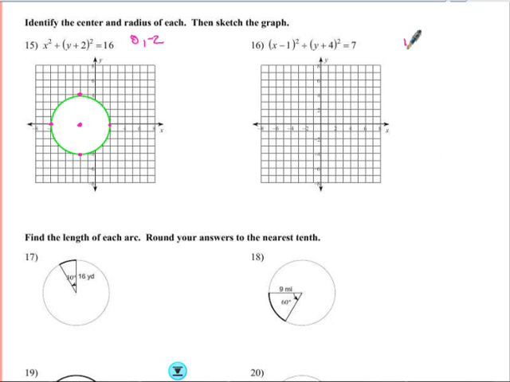The center here is 1, negative 4. That's a negative. I don't know why that did that. Let's fix that. Don't be lazy. And the radius is the square root of 7. Alright. So 1, negative 4.